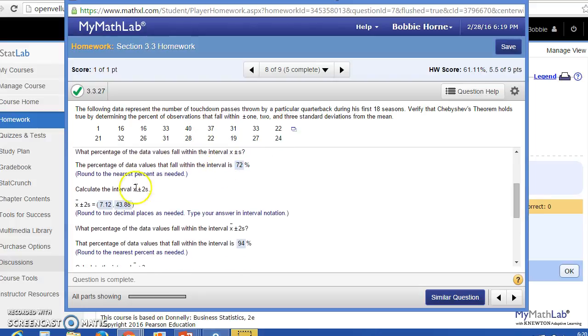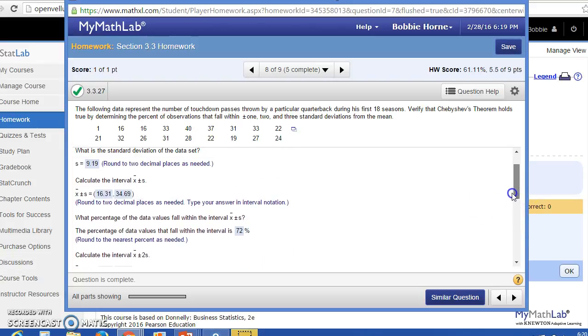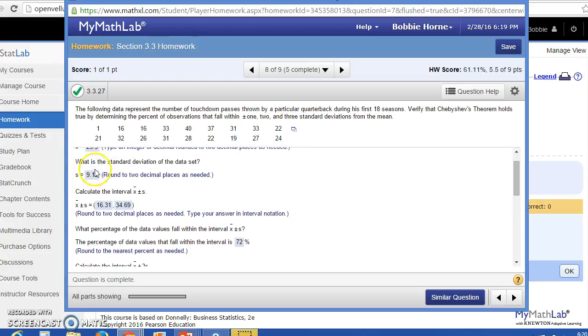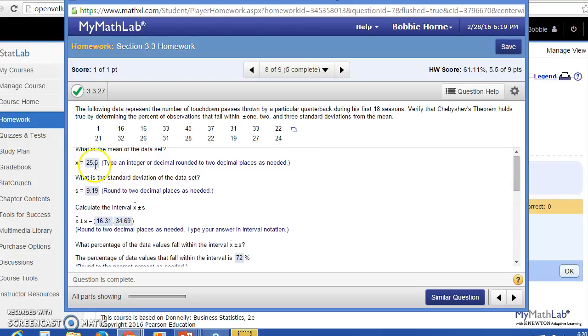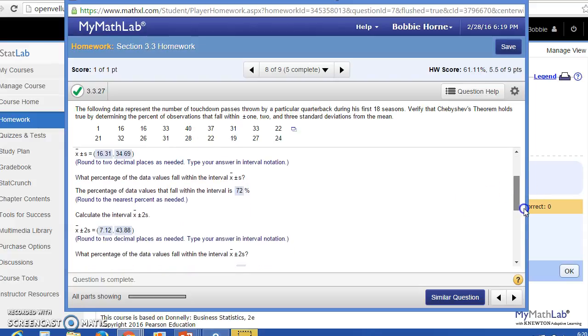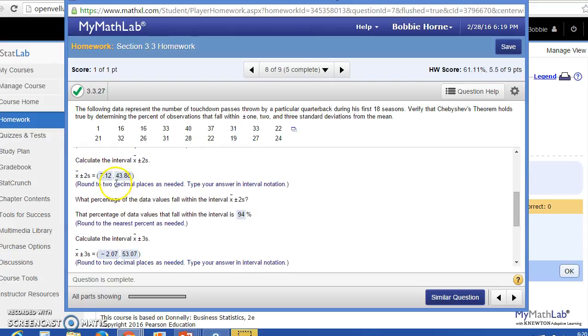What about for two standard deviations with the mean? You take the standard deviation, you times it by 2. So here our standard deviation is 9.19. If you times that by 2, you get 18.38. So you would add 18.38 to your mean and subtract 18.38 from your mean. And when you do that, your interval values would be these two.